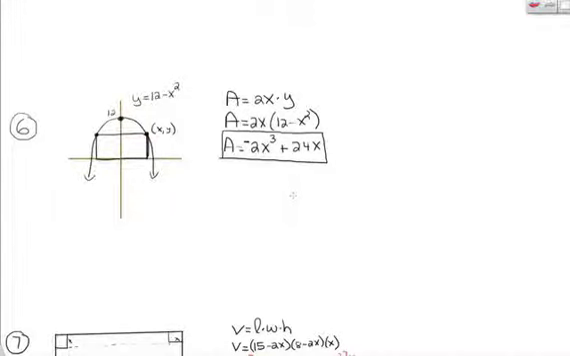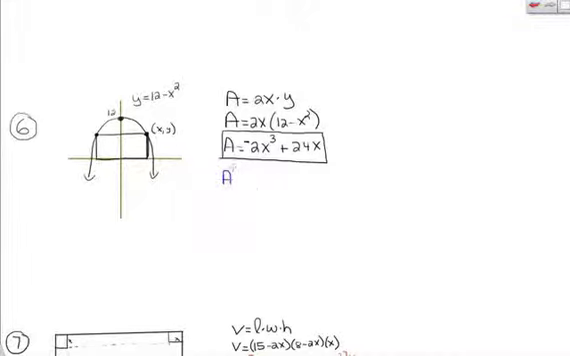This will be part 4 of section 4.4. We're going to pick things up on number 6, where we were trying to maximize the area of a rectangle inscribed inside of a parabola. We've already set up our area equation in terms of the x value, and so now it's just a matter of doing the derivative.